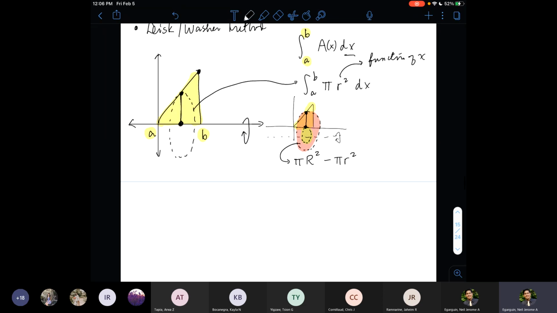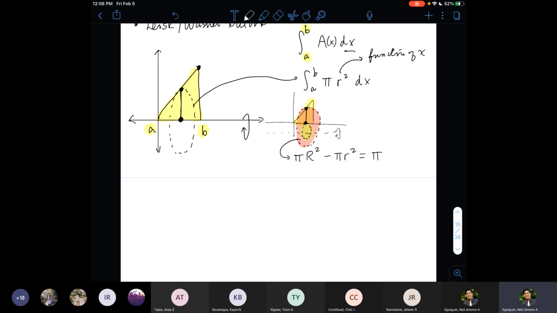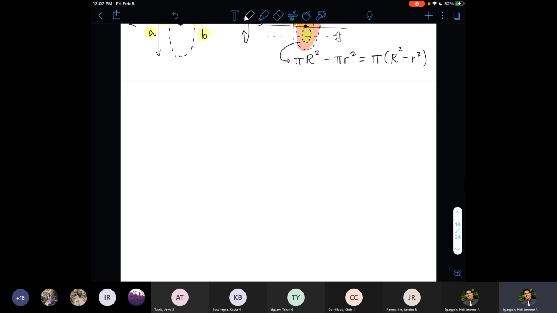And that's why, if you remember, for the method of washers, our integrand looks like pi times outer radius squared minus inner radius squared. All right. And I hope you are now proficient in setting up integrals using the method of disks or washers, right? Now we'll focus more on the use of cylindrical shells.